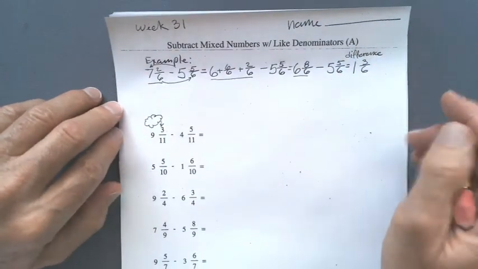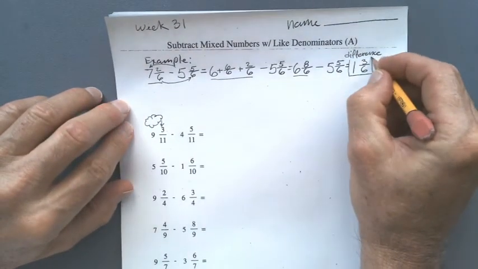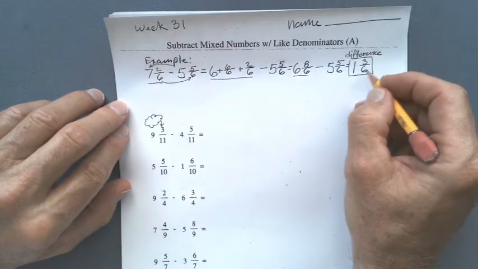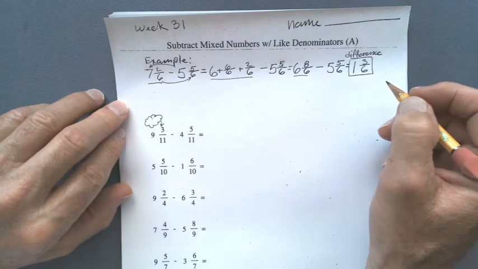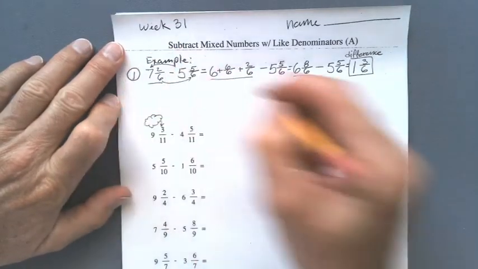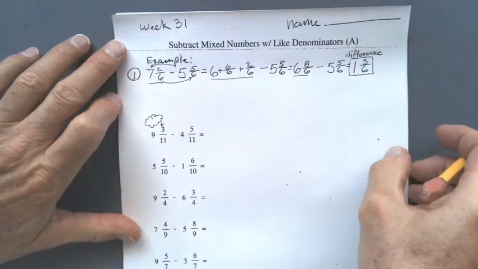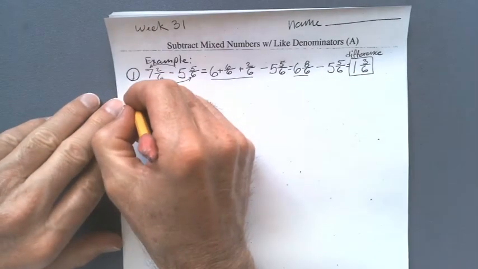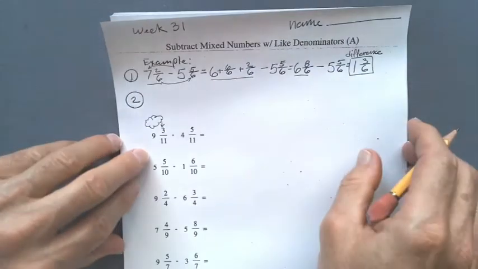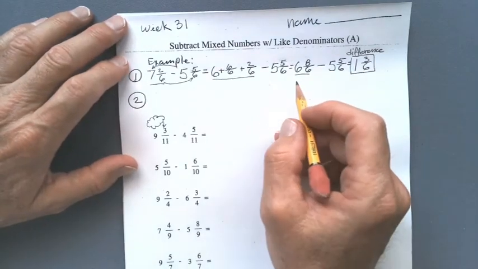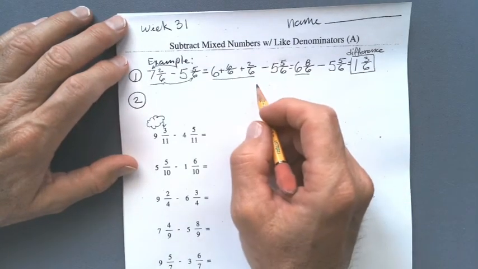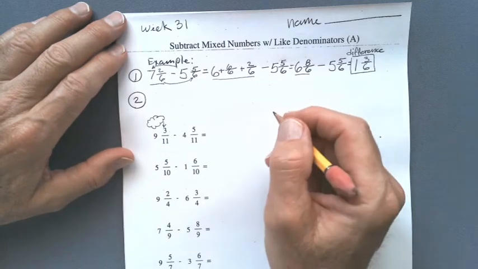Okay? So this is my result. I don't have an improper fraction anymore over here. I have a proper fraction and a whole number. So this is one way of doing it. Okay, the second way, which I think might be a little bit more complicated, but maybe you guys can come up with your own way. Maybe there's a third way.